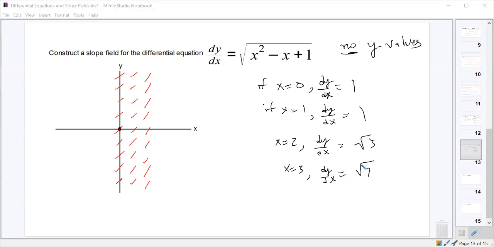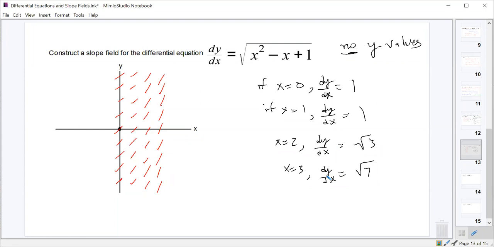And so what's going to keep happening as we go further and further away from x equals 0? If I plug in 4, this number is just going to get bigger, right? And 5, it's just going to get bigger. And 6, it's just going to get bigger. And 1,000, it's just going to be really big. True? So this is just going to keep getting steeper and steeper.